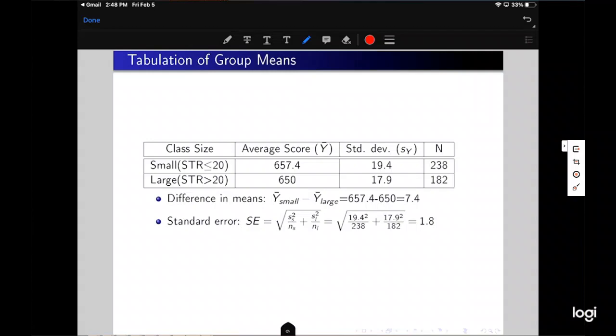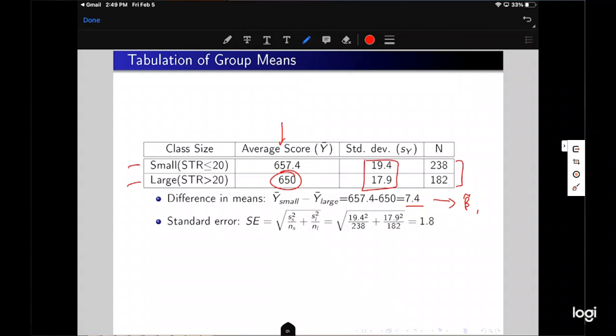Okay, so we have class sizes small and large. Average scores y bar for the small classes are 657.4. Average scores for the large classes are 650, with standard deviations over here for each of those, and number of observations here. The difference in means is y bar small minus y bar large, which is 657.4 minus 650, which is equal to 7.4, which should sound familiar because that's what the regression told us it was in the previous slide. This is the estimate we got of beta hat 1 from the previous slide.